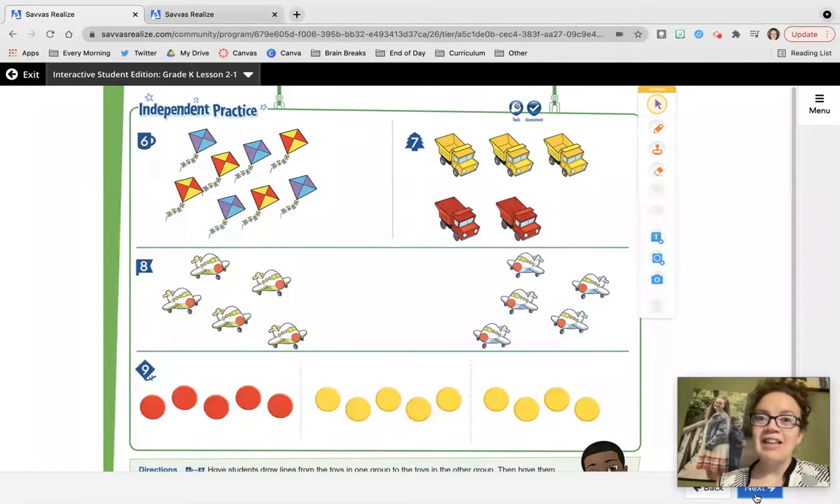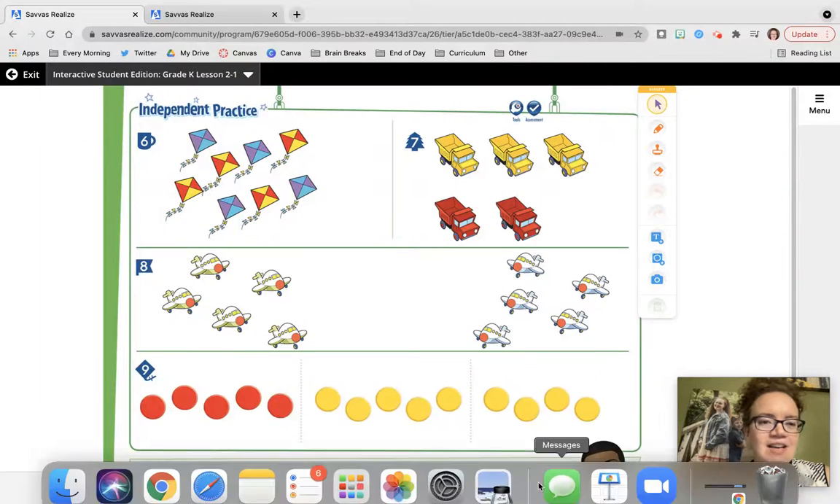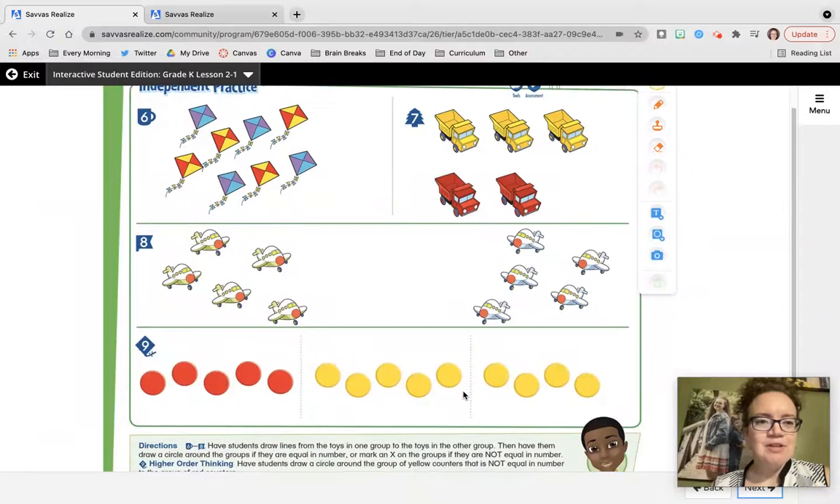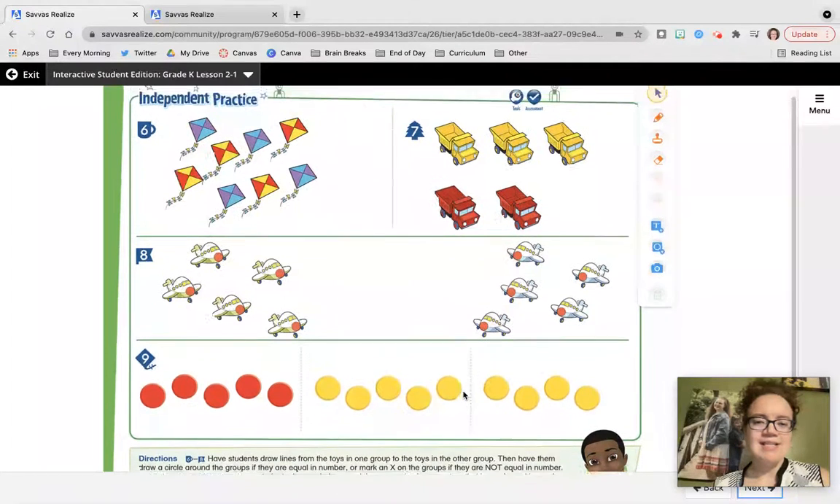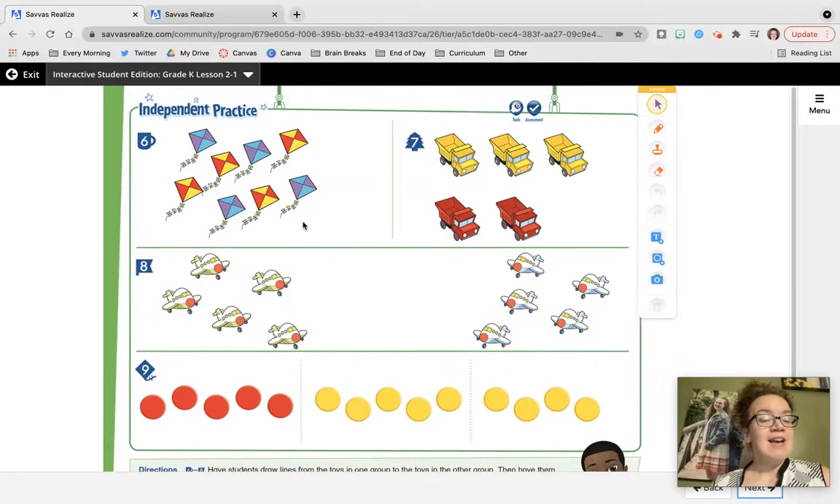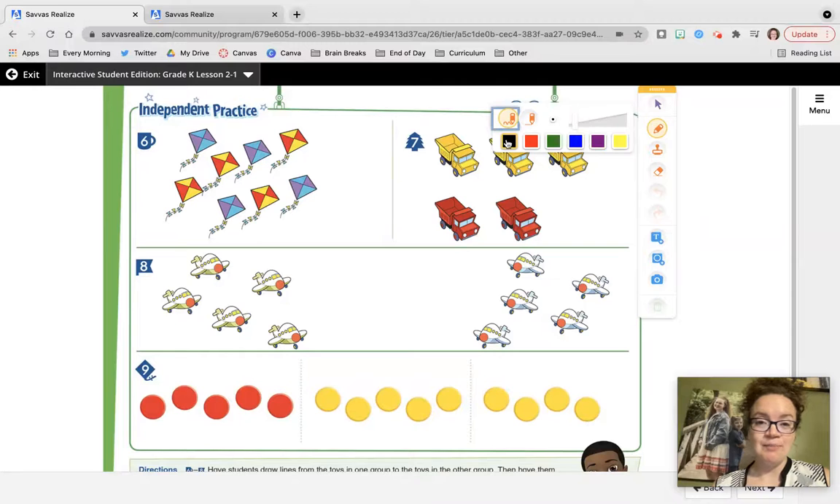Your page should look like mine. Make sure everyone is there. All right, let's see. On cup number 6, put your finger on cup number 6. We need to draw lines from the blue and purple kites to the red and yellow kites. I'm going to get my pencil. Ready? Connect blue, purple to red, yellow.